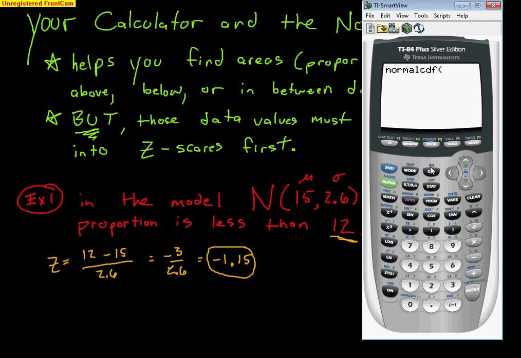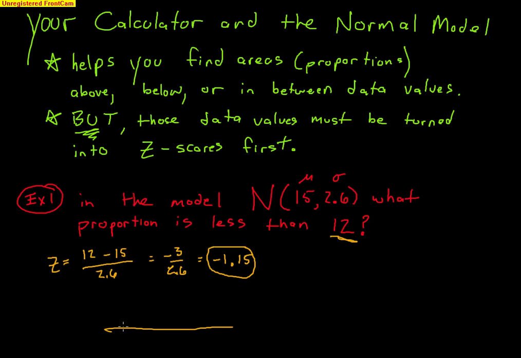Now, I want to think about an interval. I want to think about this normal curve, and I'm going to draw a really rough picture. Right here is 0, and somewhere down here is -1.15. I want to find this area that is below that z-score. To do that, I need to tell the calculator an interval, a starting point and an ending point. My ending point is negative 1.15. The starting point would be somewhere way down here.